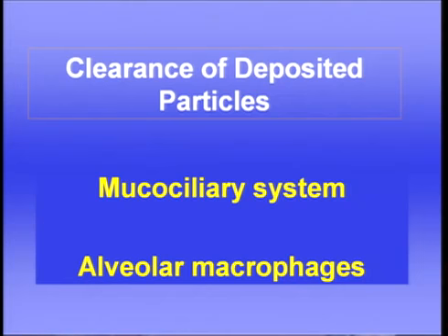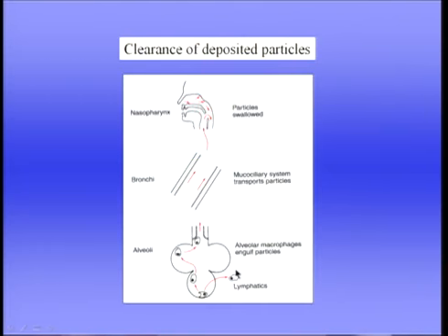Okay, now let's move from deposition of aerosol to the clearance of the deposited particles. And there are two quite separate systems for the clearance of particles in the lung, cleansing the lung, as it were. Very important. One is the mucociliary system, which we've already referred to 2 or 3 times in the airways, and the other is the alveolar macrophage system. So let's look at where these 2 systems occur.